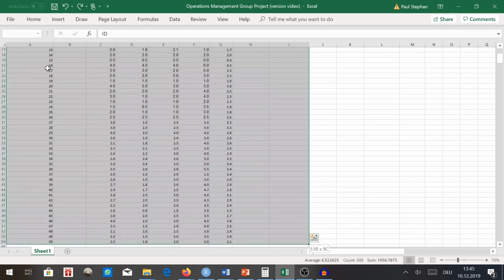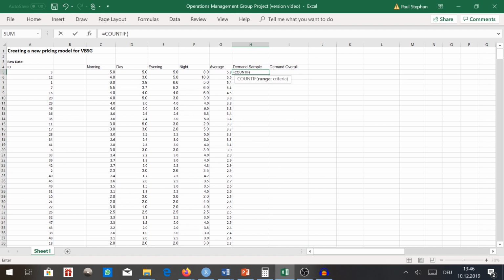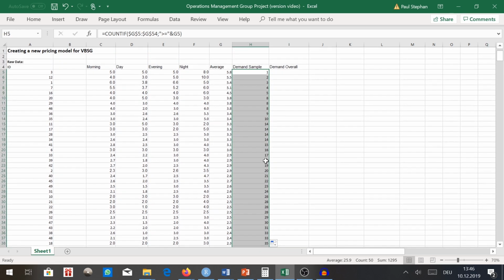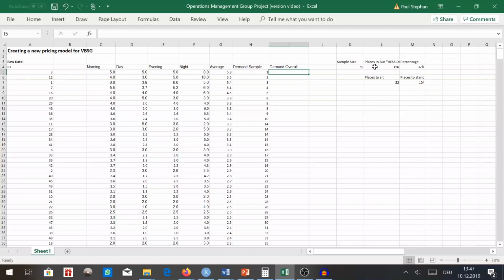In our first pricing model, we are looking for the optimal single price. Therefore, we sort the average willingness to pay from high to low and calculate the sample demand using the count-if function. In order to determine the overall demand, we use the capacity of one of the buses which are used in St. Gallen, the Hess Doppelgelenk trolley, which can transport 156 people.